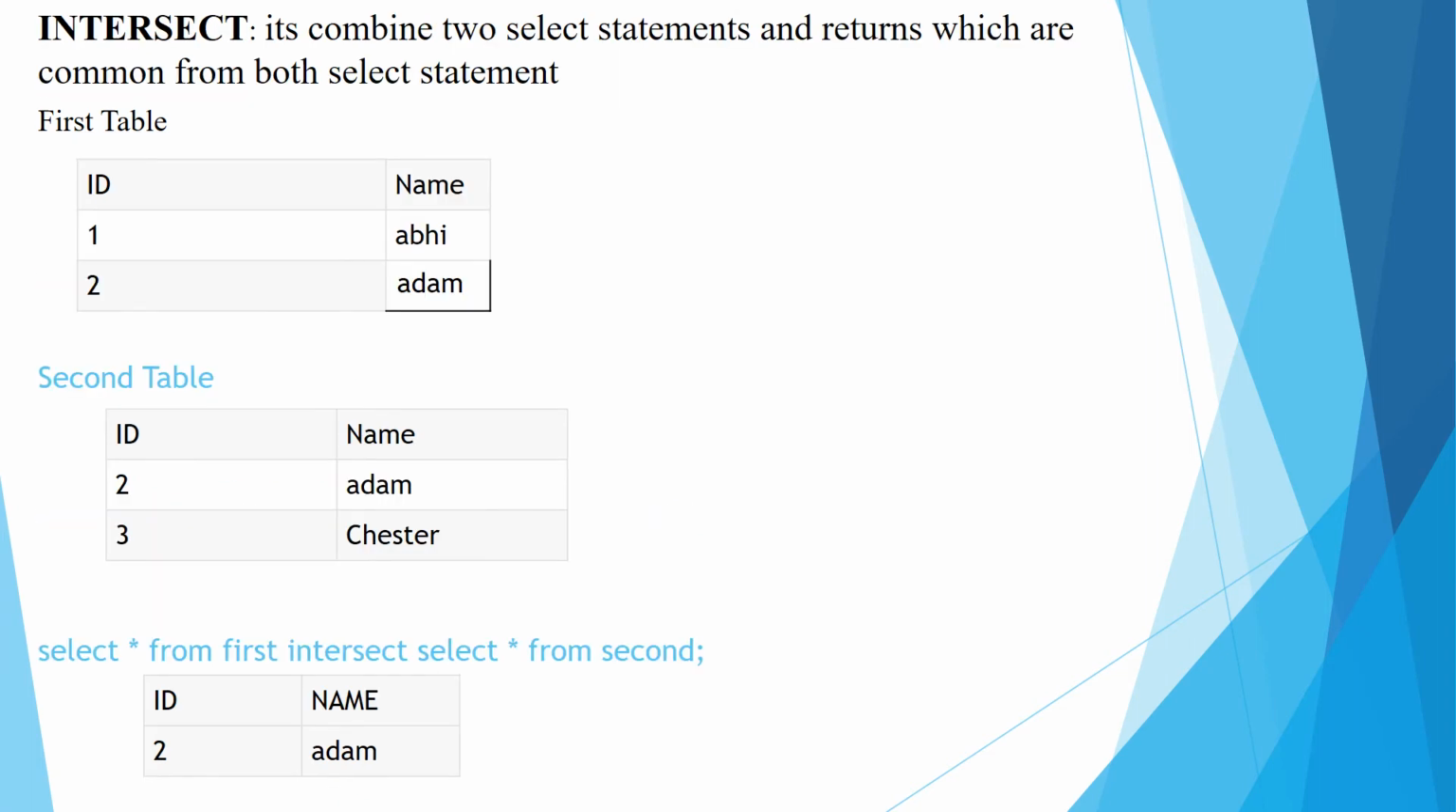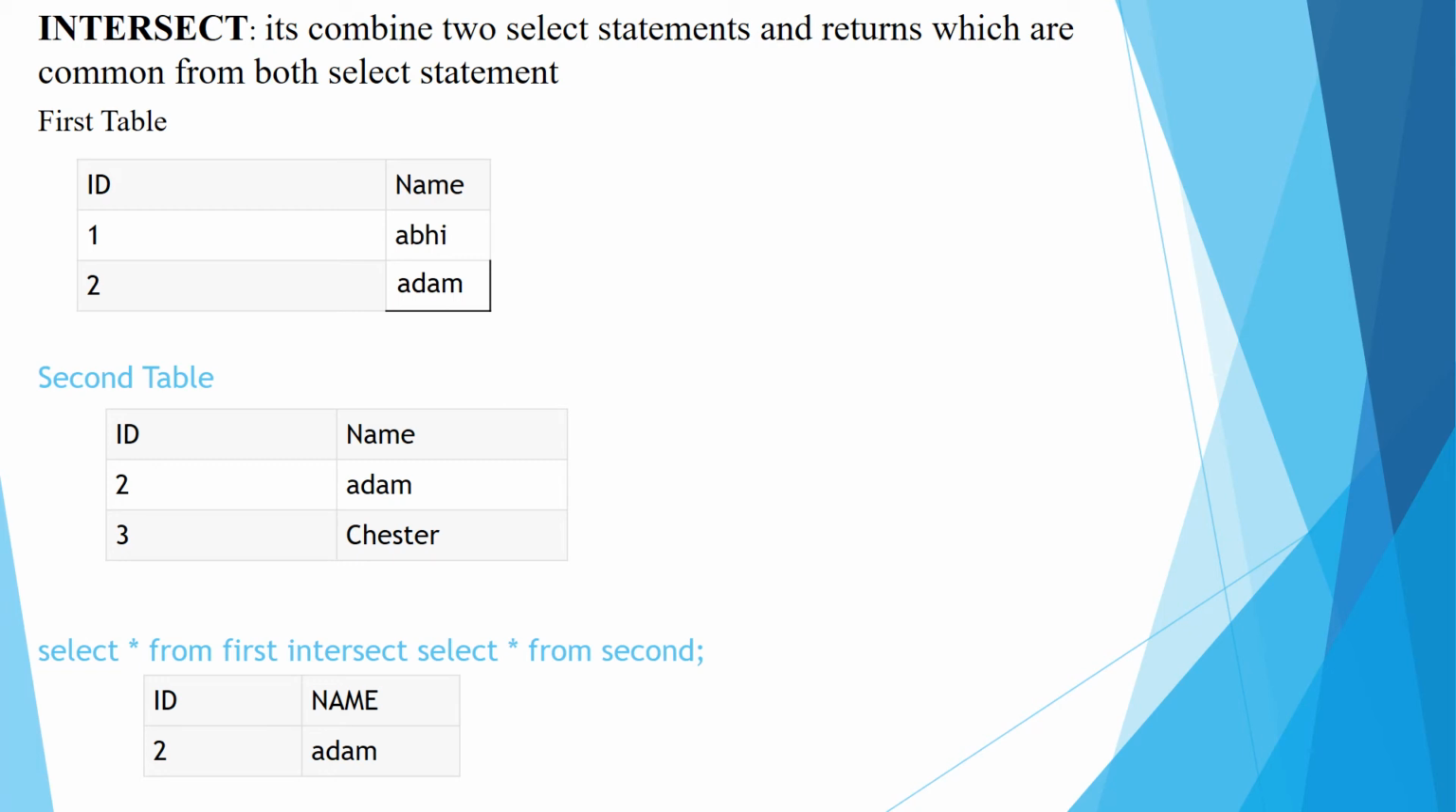The next one is the intersect operation in set operations. Intersect combines 2 select statements and returns what is common to both select statements. Only what is common to both is shown in the resultant table. Likewise, in the first and second table, the common tuple is ID number 2 and the name Adam, which is in both tables. The remaining values appear only in a single table. Adam is replicated, that means it is a duplicated value, common to both tables.